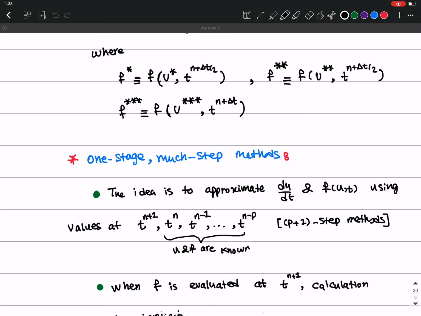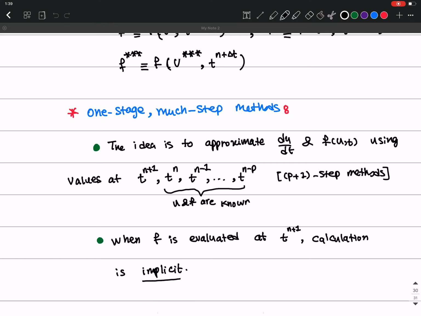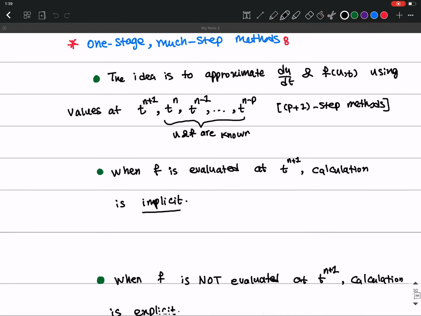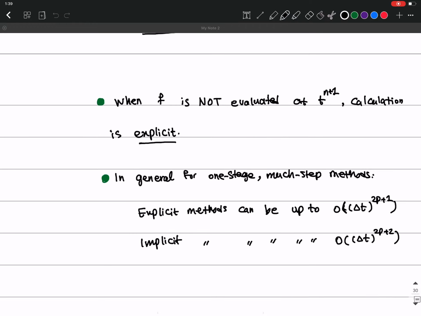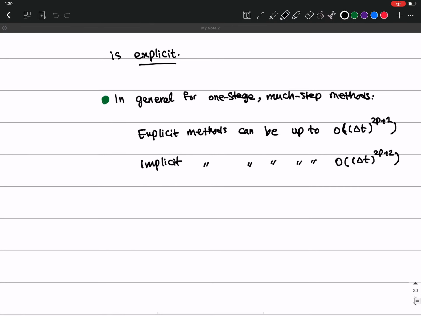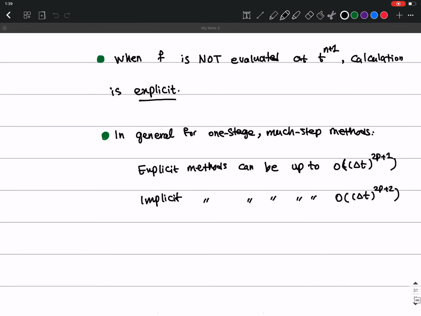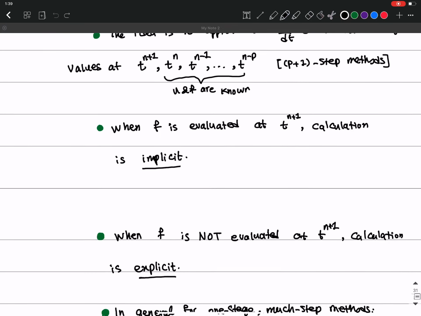In order to do so, we will cover two types of Adams formulas. One is the Adams open formula, which is an explicit method. And the second is the Adams closed formula, which is the implicit form of these types of methods. Okay, so let's get started.